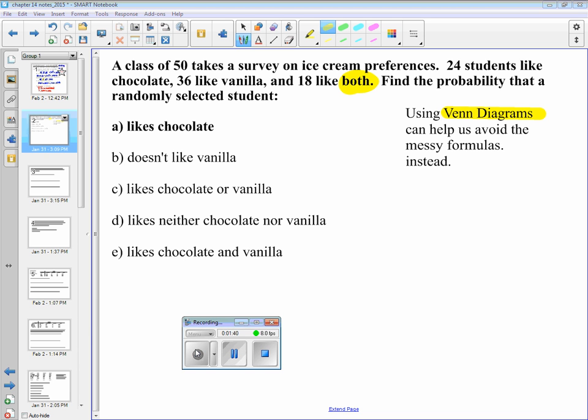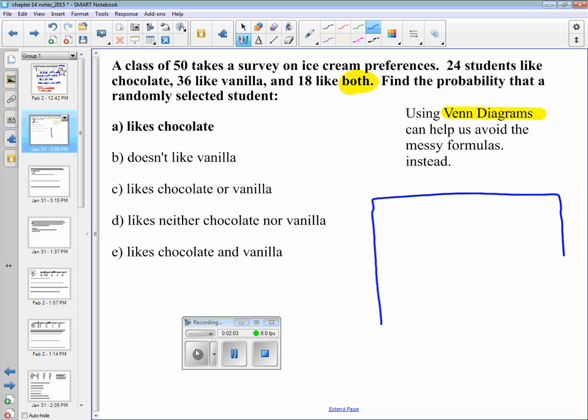How are the circles arranged? They're not going to be separate. They're definitely going to overlap, and the key word for that is the word both, right? There are some things that are shared by both. How many circles do I have total? Just 2 in this case. So let's draw a Venn diagram.